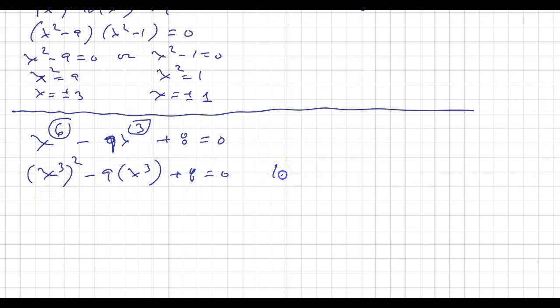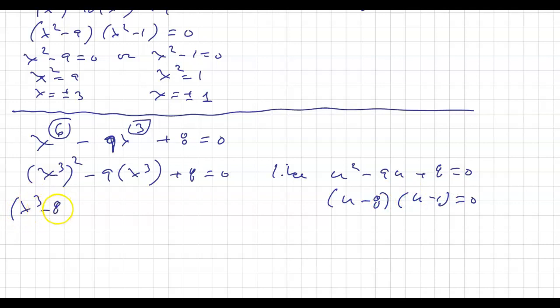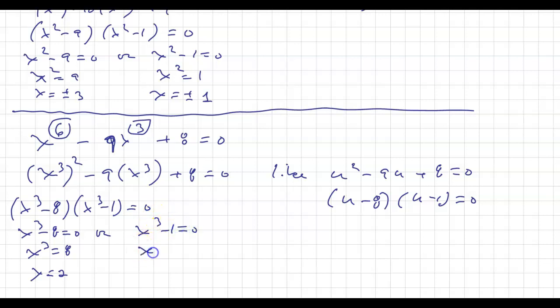So I'm just going to say it's like u squared minus 9u plus 8 equals 0. Well, that would factor to u minus 8, u minus 1 equals 0. So this thing factors to x cubed minus 8, x cubed minus 1 equals 0, which means x cubed minus 8 equals 0, or x cubed equals 8, or x equals 2. Or x cubed minus 1 equals 0, x cubed equals 1, or x equals 1.